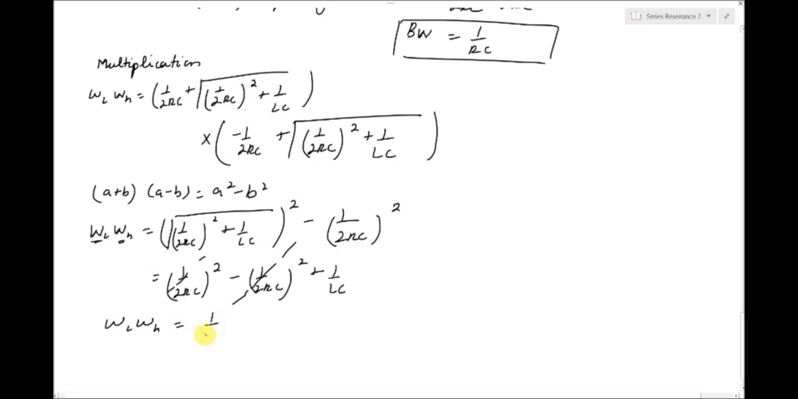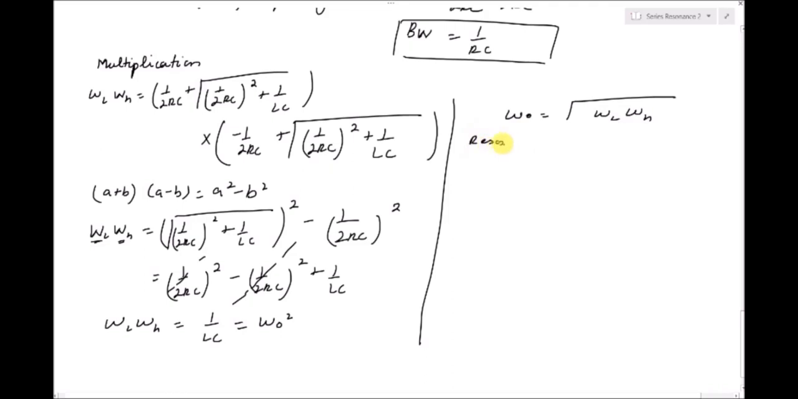So the multiplication of lower and upper cutoff frequencies is equal to 1 over LC, which is equal to omega naught square, and from here omega naught is equal to under root of omega low and omega high. So the resonant frequency, again like in the series resonant circuit case, is actually the geometric mean of the upper and lower cutoff frequencies. So the resonant frequency is the geometric mean of the cutoff frequencies.